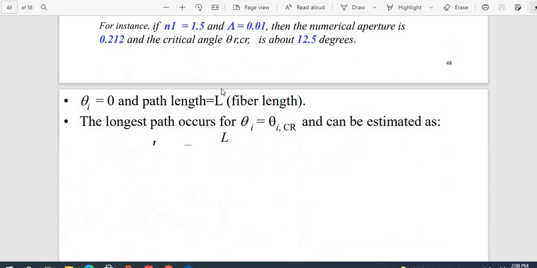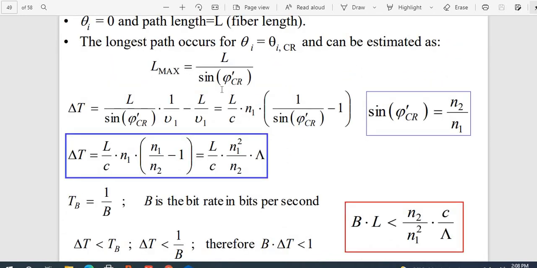So now next, what we considered in this: theta i is equal to 0 and the path length is L for the fiber length. And then we want to find the longest path. How much is the longest path going to be? I'm explaining once again, students, so note it down. Theta i is equal to theta i of the critical angle. For L maximum we can write L by sin theta of the critical angle. So we have just substituted that and we can write delta t is equal to L by sin theta of the critical angle.